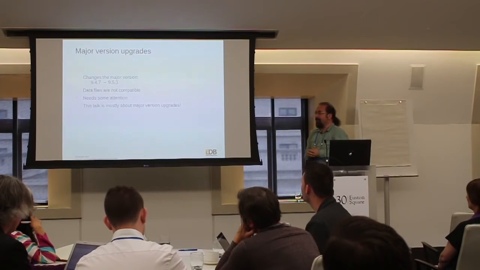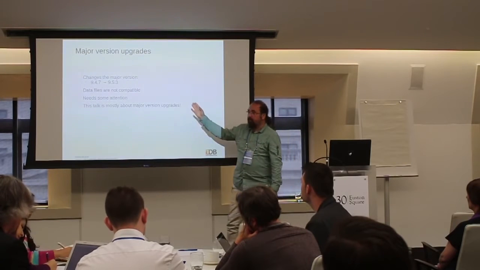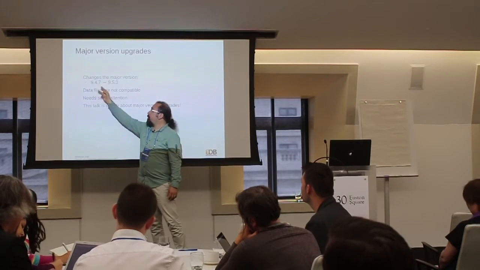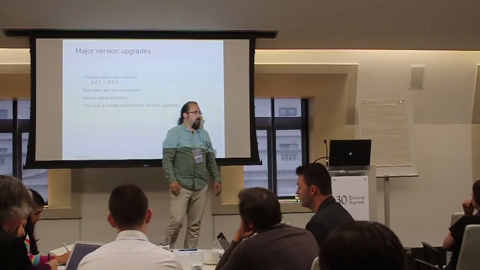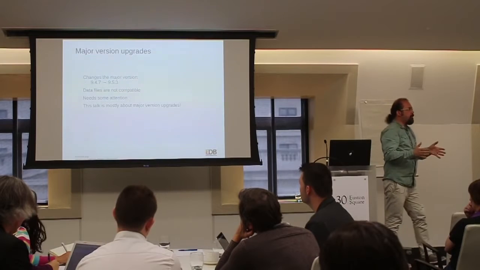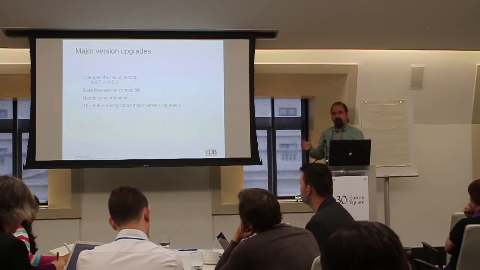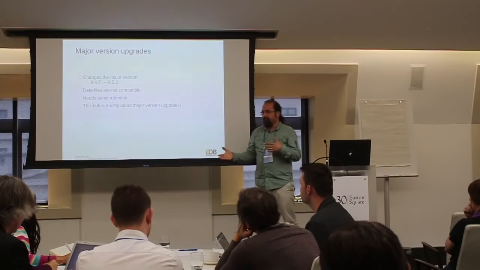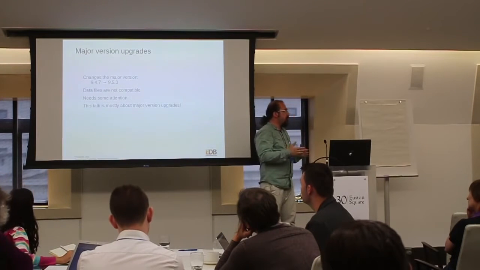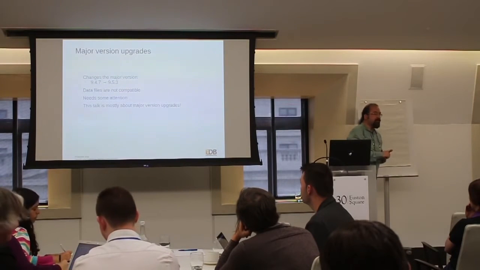So what about major version upgrades? When you change the first two digits, it means we are upgrading the major version. So if it is 9.4.8 to 9.5.3, now we are talking about major version upgrades. This is what the talk is about. This is what takes too much time. This is what takes extra attention from both developers and system administrators and everyone.